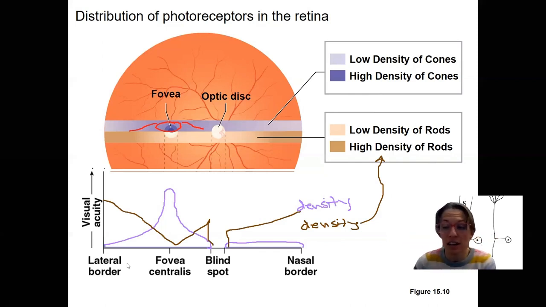The result of the different density of these two types of photoreceptors is visual acuity, which means the ability to see well. For example, if you do a Snellen eye test where you're looking at, is this an E or is it an E this way, etc. The ability to do that well is really at your fovea.